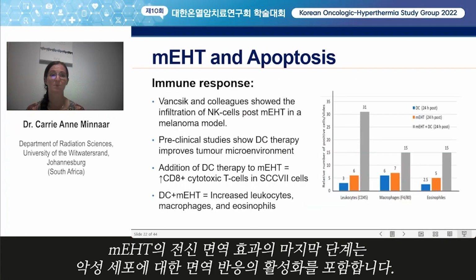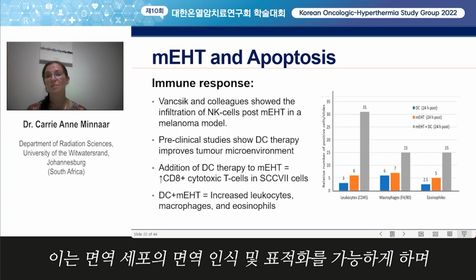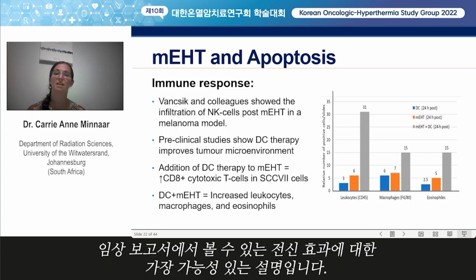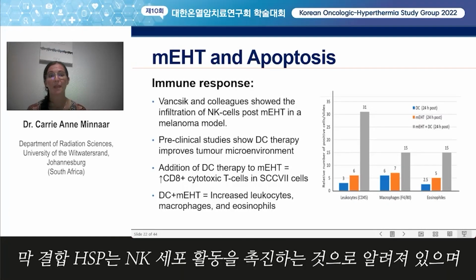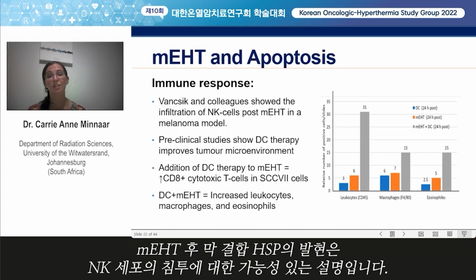Okay, the final step in the systemic immune effects of MEHT involve the activation of the immune response to malignant cells. This enables immune recognition and targeting of the immune cells and is the most likely explanation for the systemic effects seen in clinical reports. Vanchik and colleagues showed the infiltration of natural killer cells post-MEHT in a melanoma model. Membrane-bound HSPs are known to facilitate NK activity, and expression of membrane-bound HSPs following MEHT is the likely explanation for the increased infiltration of NK cells.